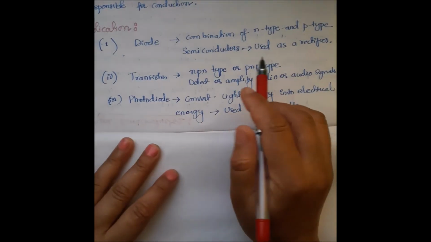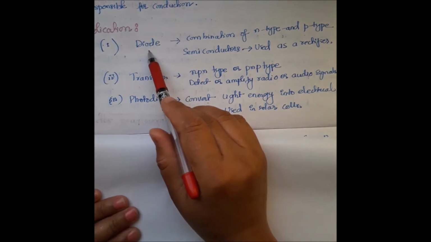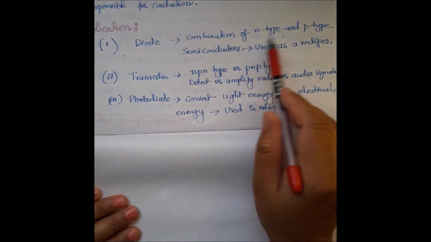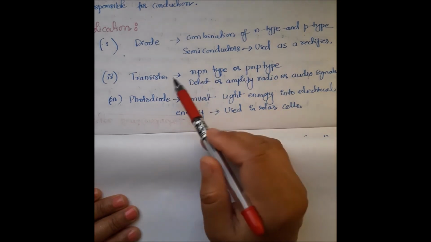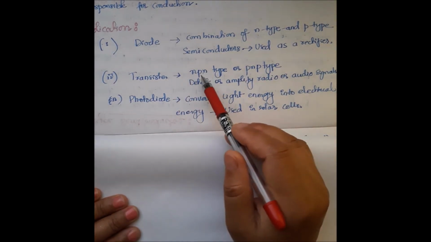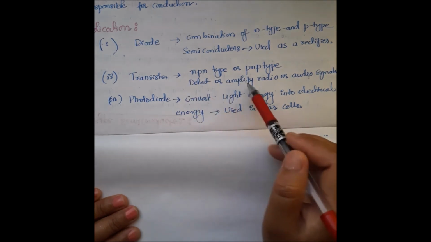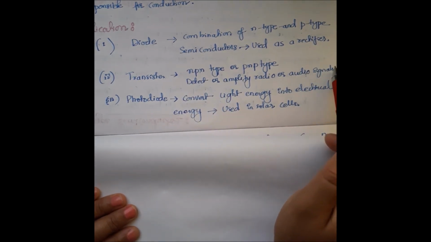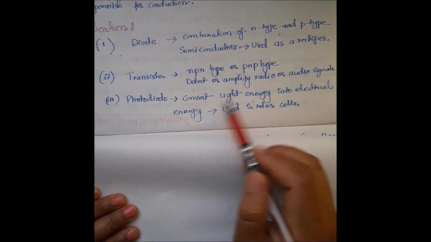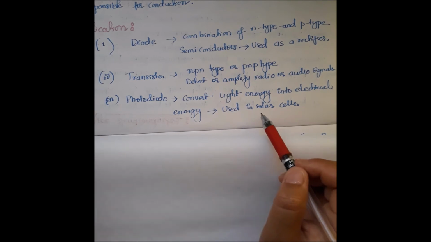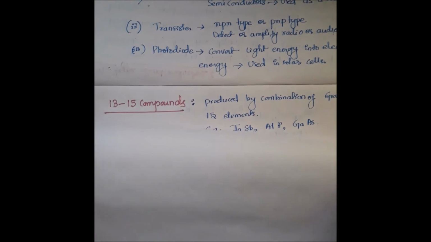Now next, the applications of n-type and p-type semiconductors. So it is used in making diodes, and this diode is a combination of n-type and p-type semiconductor, used as a rectifier. It is again used to make NPN or PNP type transistors, which detect or amplify radio or audio signals. Photodiode converts light energy into electrical energy, and it is usually used in solar cells.